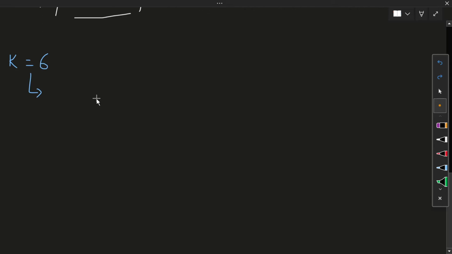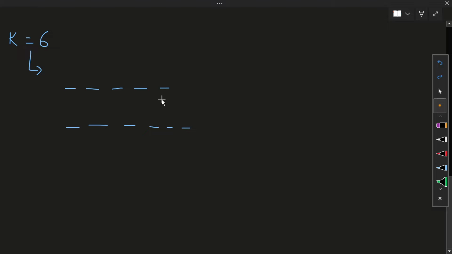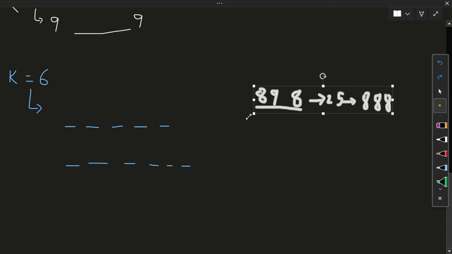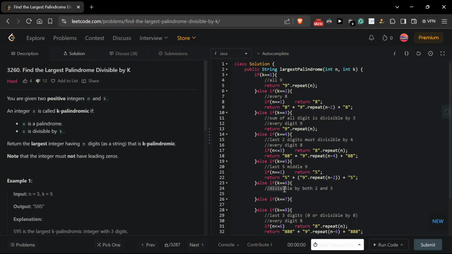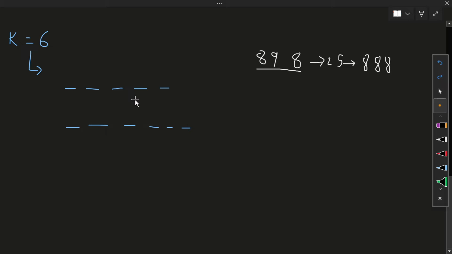If I talk about 6, we have either even slots or odd slots. Let's talk about odd slots first. We have three slots, so we want to fill three values. It cannot be 999 because the divisibility rule for 6 is that the number must be divisible by 2 and 3 both. For the number to be divisible by 2, we have to fill 8 on the last spot and the first spot. Then the middle values can be 9. Let's fill the first middle value with 9.